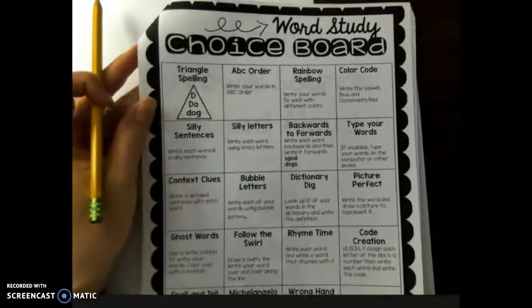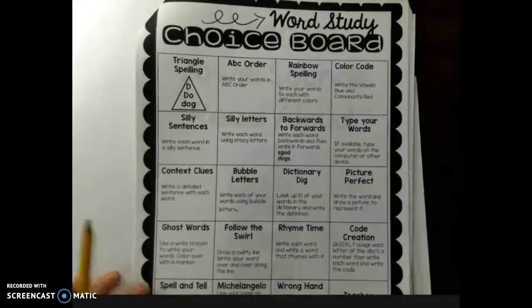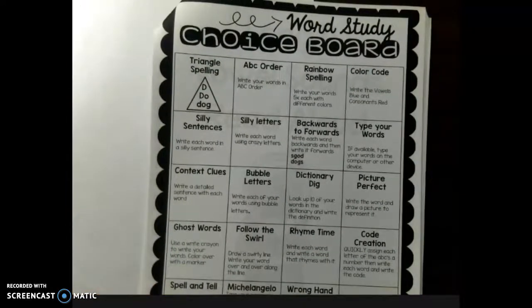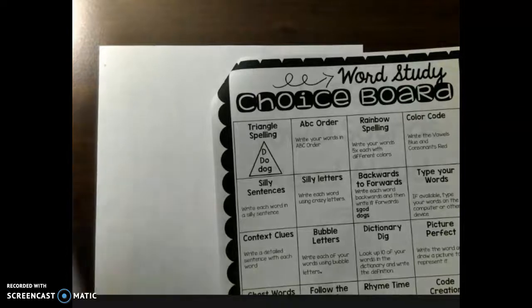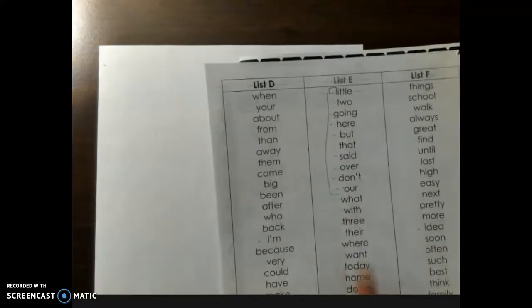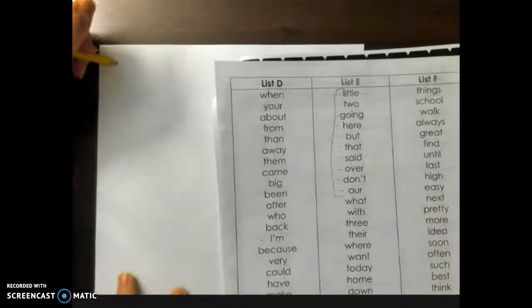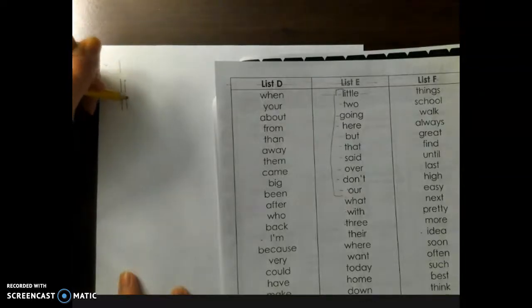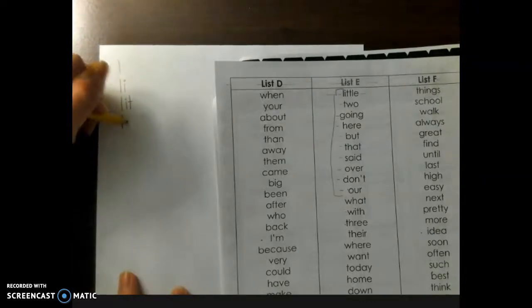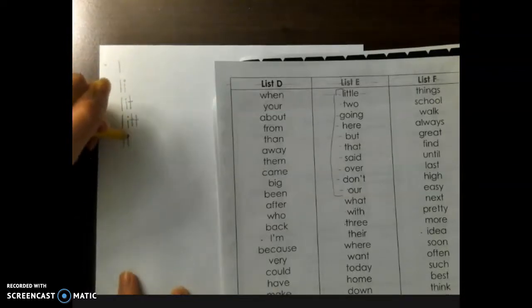Okay, so now I'm going to go back to my word study choice board. Triangle spelling is the same thing as pyramid spelling, which all of you guys are aware of. So if I have my list right here, to do little, I would start with an L, then I would go L-I, L-I-T. You just add another letter every single time.